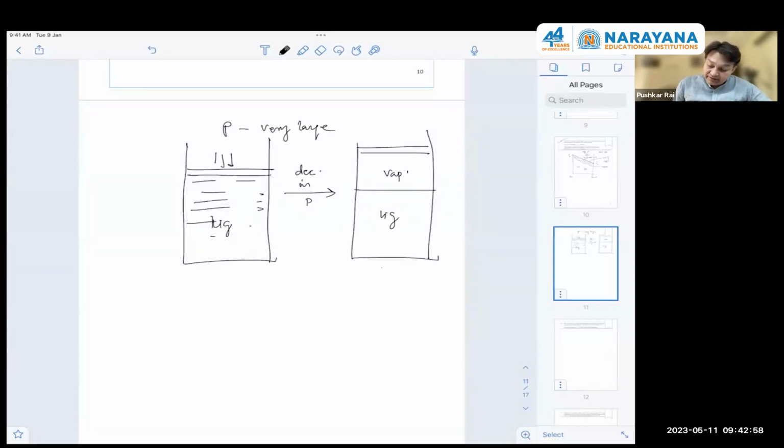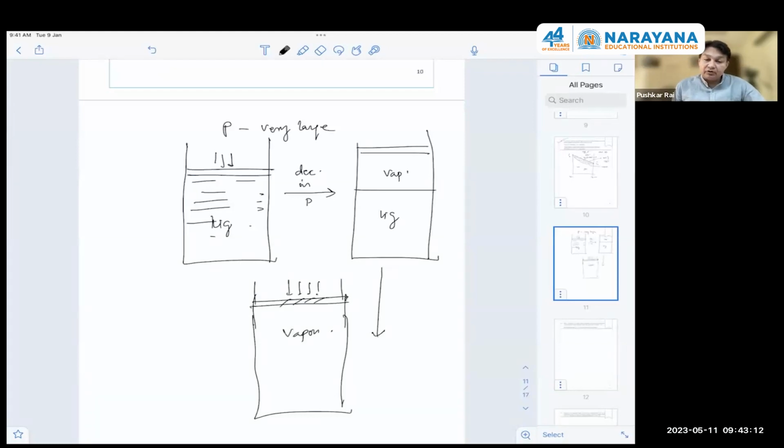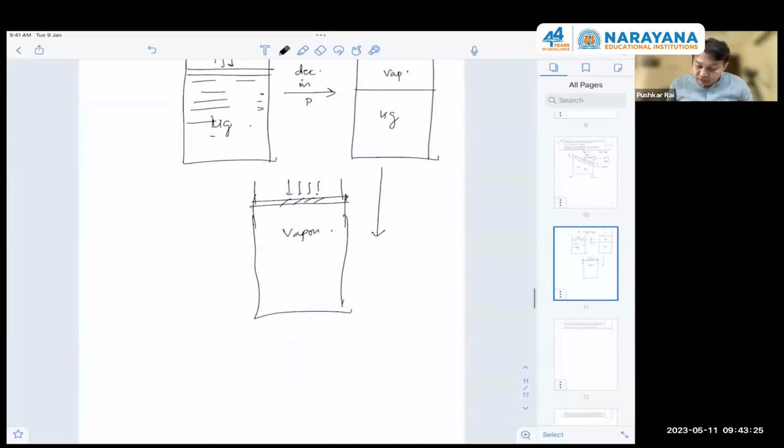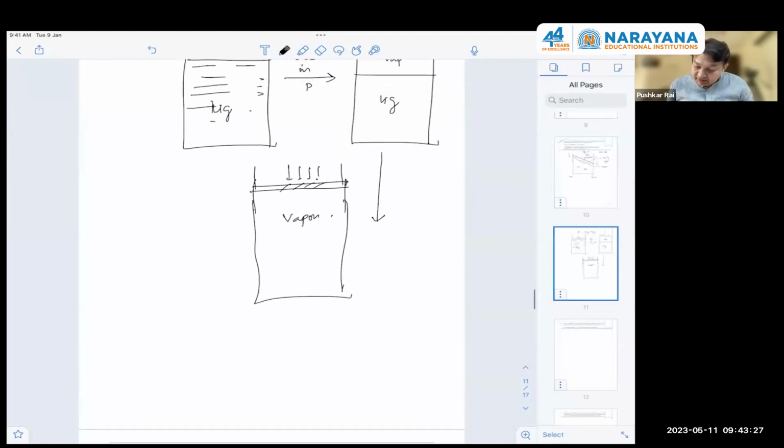When you decrease it still further, one point will come. Only vapor will be there. So you have solved, I think, probably many questions related to that: at what pressure vaporization will start, at what pressure vaporization will be complete, only vapor will remain. Okay. So these questions are related to fractional distillation as well.